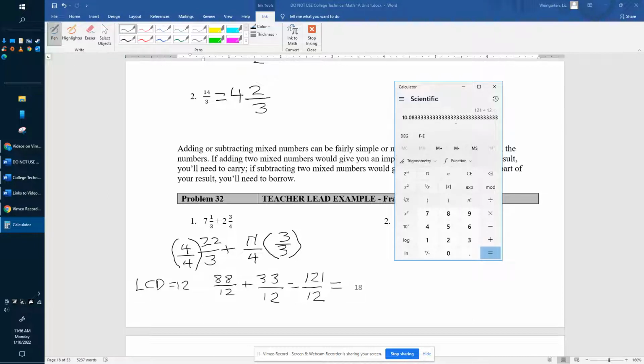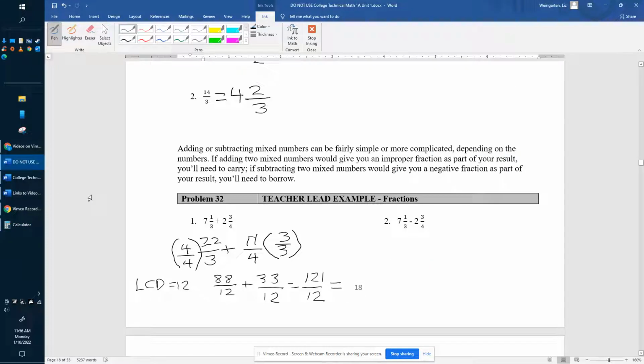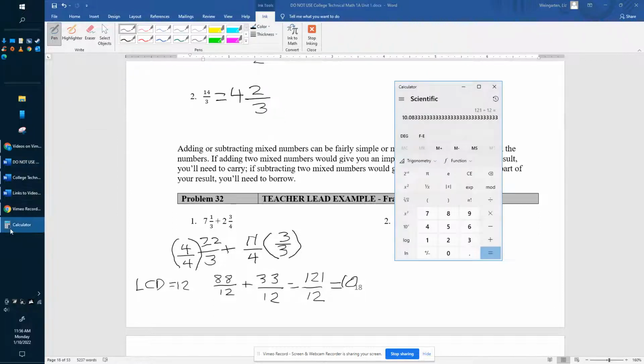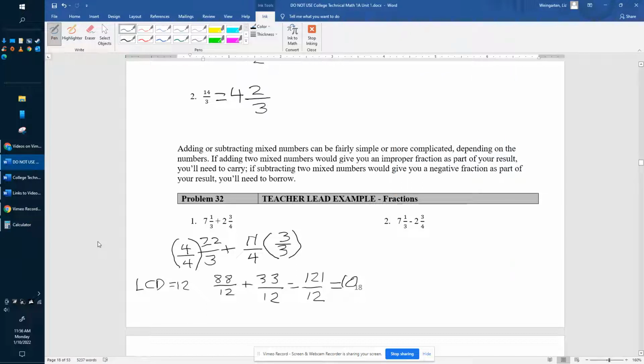And that gives us 10.0833333333. So our whole number is 10. That's easy enough. We'll go with that. 10. Now let's try to figure out what our fraction is going to be. Grab our calculator back, subtract that whole number. We'll multiply it by the denominator, which is 12. And we get 1. So our numerator in the leftover fraction is going to be 1. And our denominator is going to remain 12. And that's our final answer.